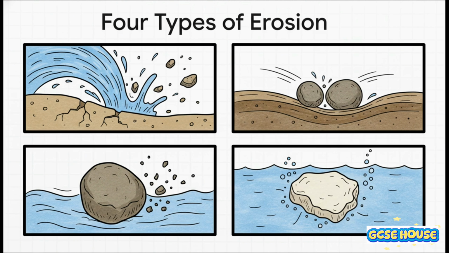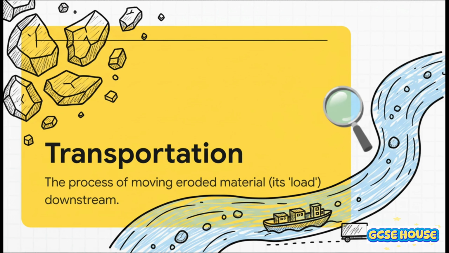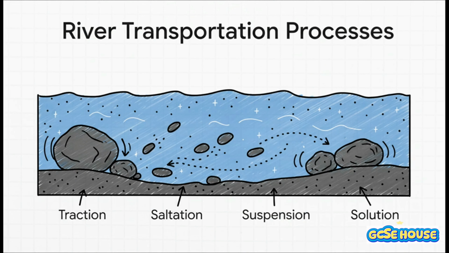Pretty neat, huh? But breaking all that rock apart is only half the battle, right? The river can't just leave all that rubble lying around. It has to move it. That material is called the river's load, and moving it is the job of its second major tool, transportation. And again, just like with erosion, there are 4 different ways a river moves its stuff.